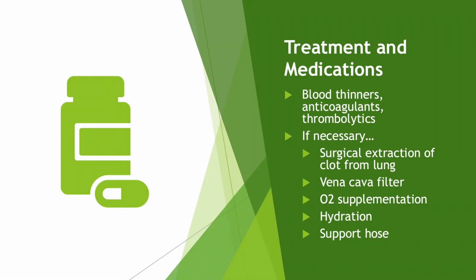Treatment and medications for embolism and thrombosis include blood thinners, anticoagulants, and thrombolytics to prevent clot growth and break down existing clots. If necessary, more aggressive interventions may be used.